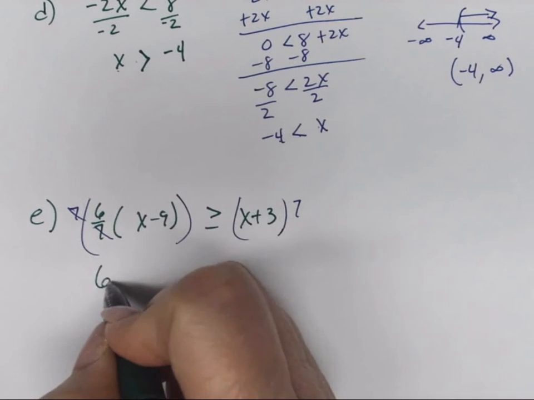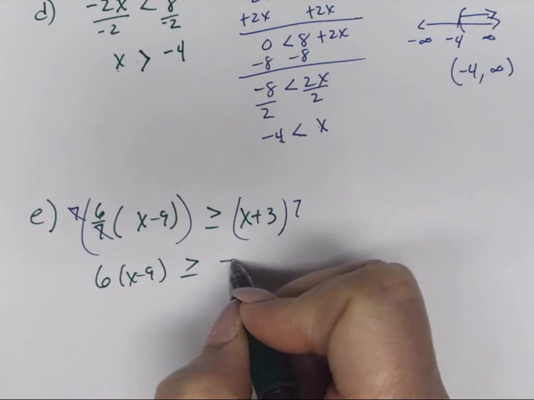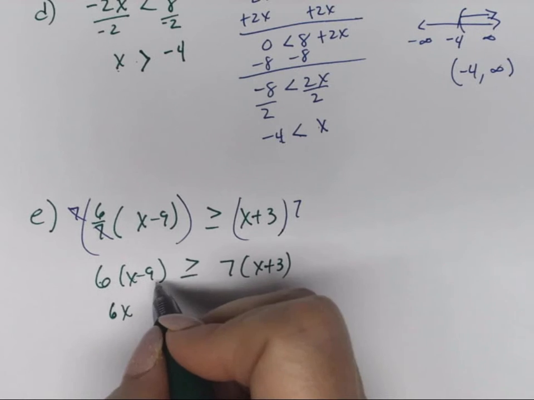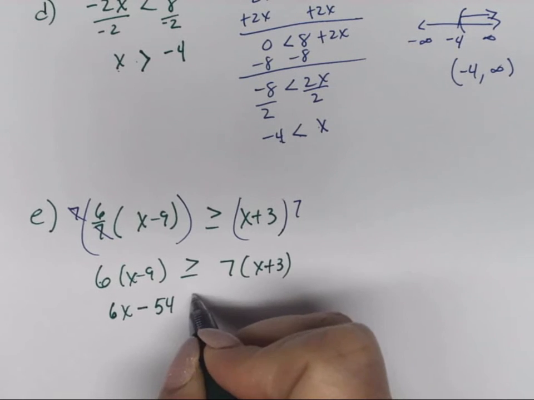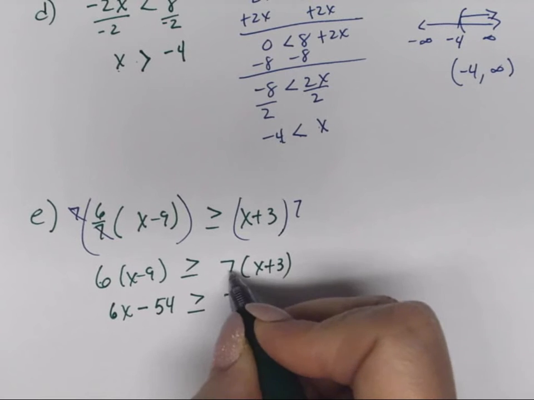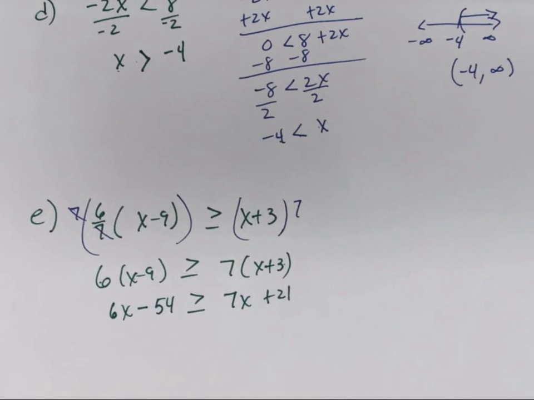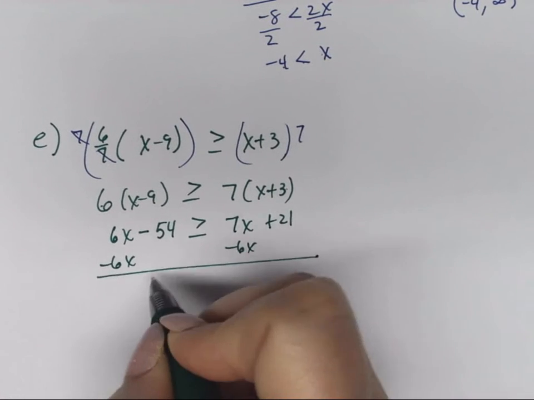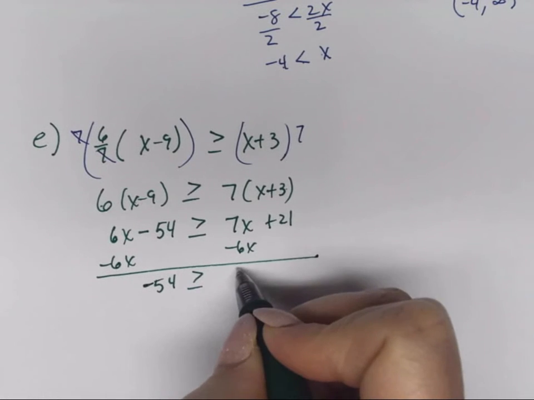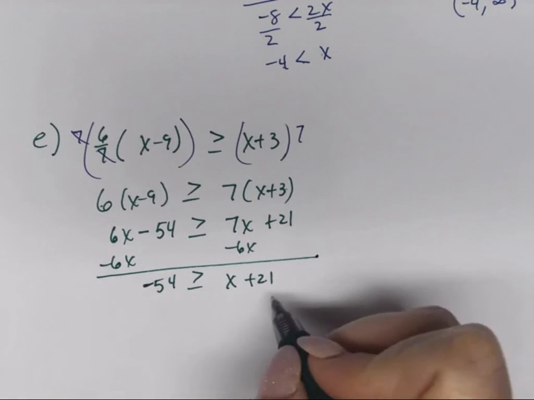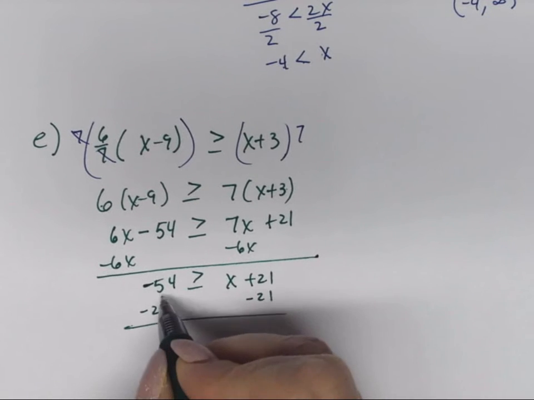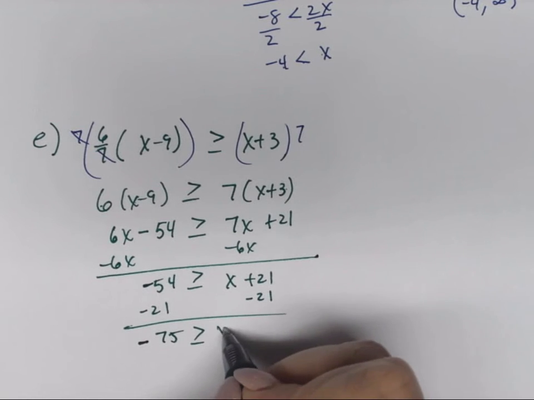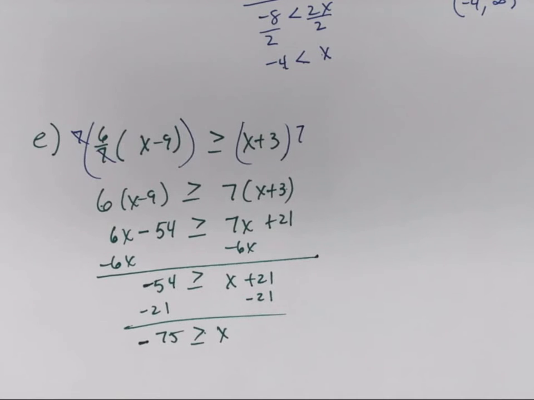All right, so now I have 6 times (x minus 9) greater than or equal to 7 times (x plus 3). So 6 times x will get us 6x. 6 times -9 is -54, greater than or equal to 7 times x. 7 times 3 will get us 21. So again, I like to keep my x's positive, so I'm going to move my 6x over. -54 greater than or equal to x plus 21. Move the 21 over. And over here we have -75 greater than or equal to x, or x is less than or equal to -75.